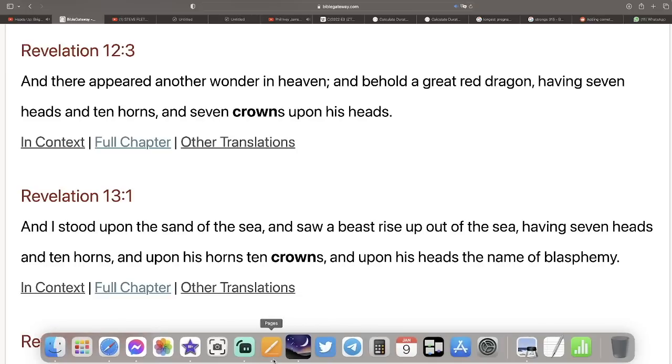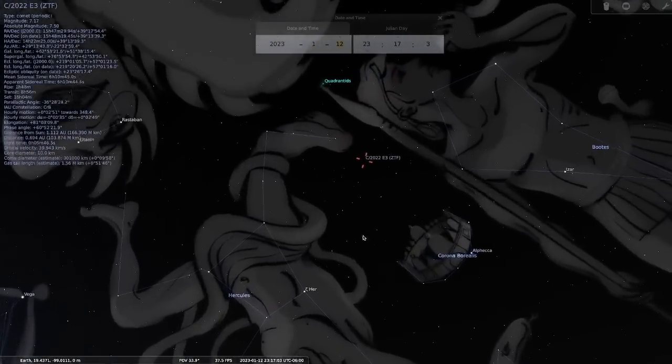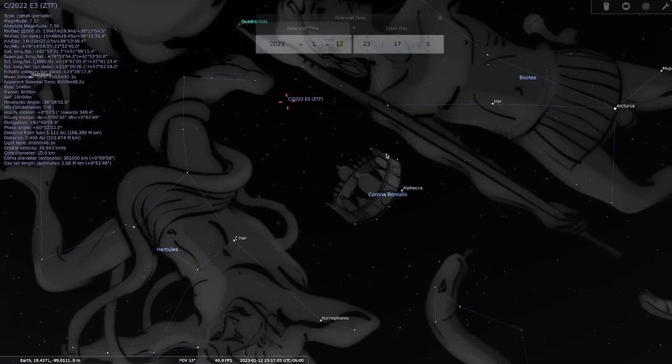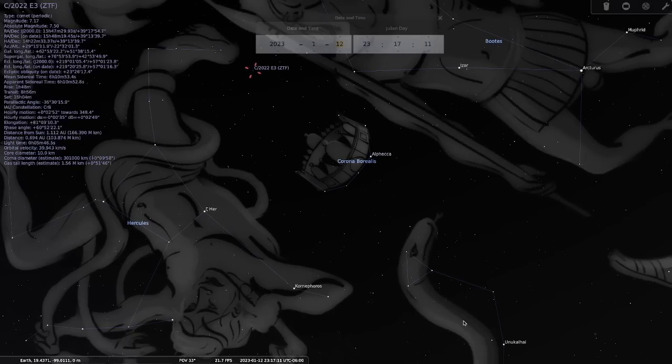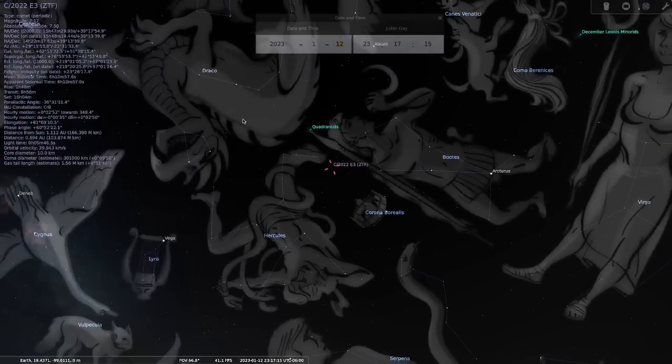Okay, a great red dragon. Okay, Corona Borealis. 1, 2, 3, 4, 5, 6, 7 stars, 7 crowns upon his head. Here's the head of the serpent. Here's the dragon. Okay. And this comet is right here in between the dragon, in between the serpent, the crowning of the serpent.